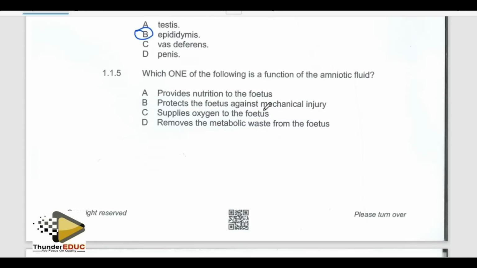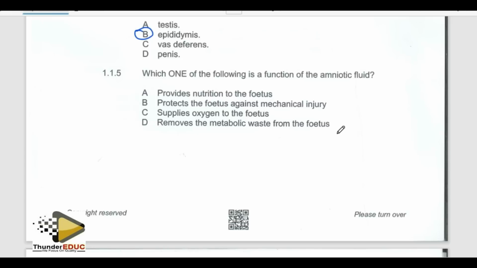Then we go to the next question. The next question is talking about which one of the following is a function of amniotic fluid. What's the function? Many students, I've seen, talk about amniotic fluid.